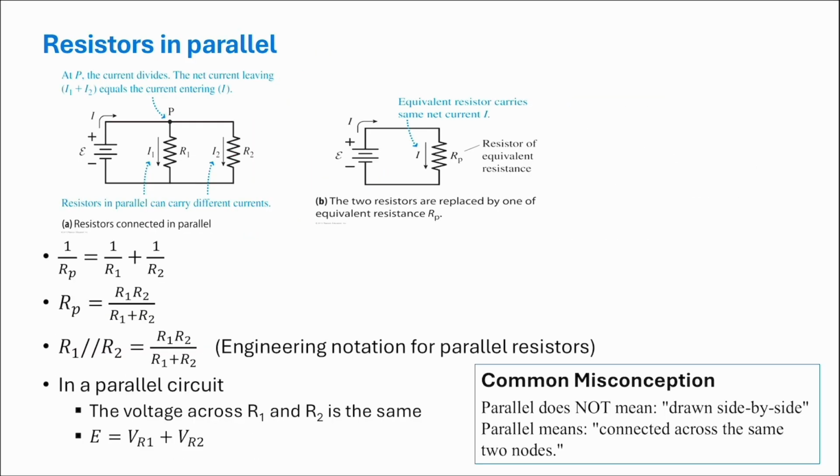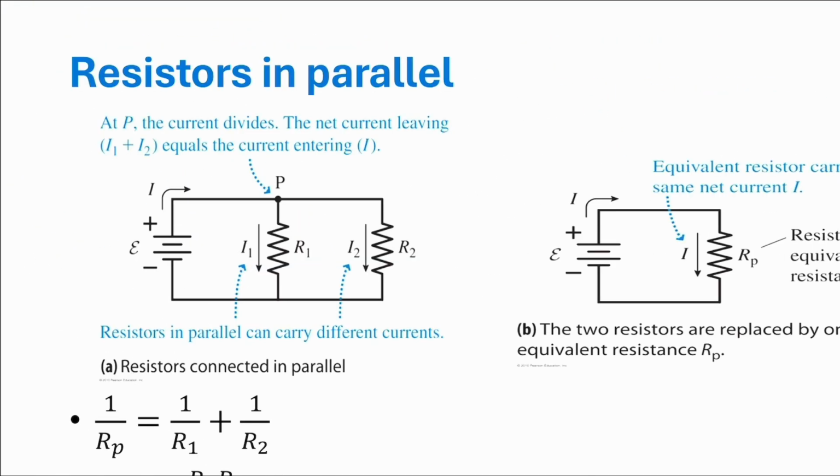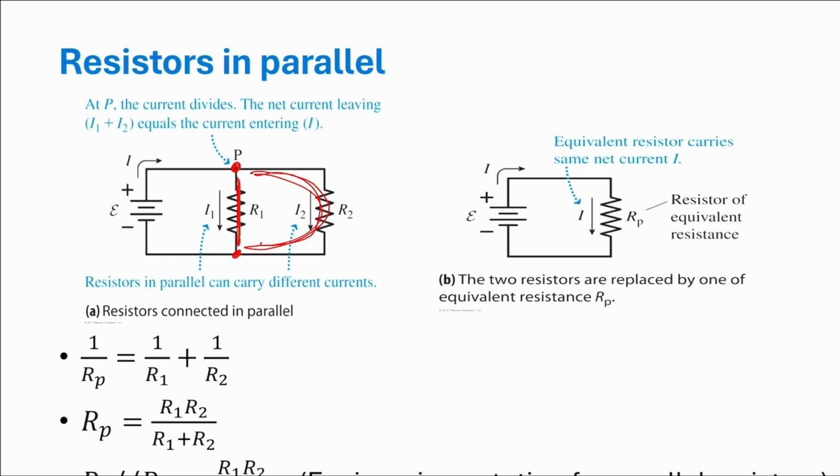Next, let's look at two resistors. They are connected in parallel. Now, this is a node. This is also a node. In this case, between these two nodes, there are one branch and two branches. And in this case, these two resistors are connected in parallel.